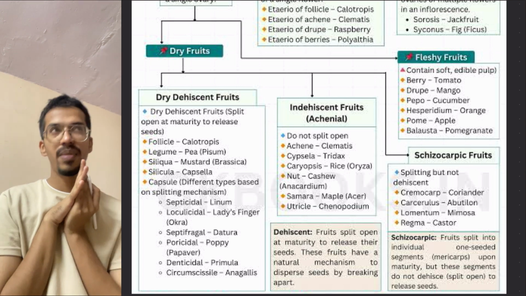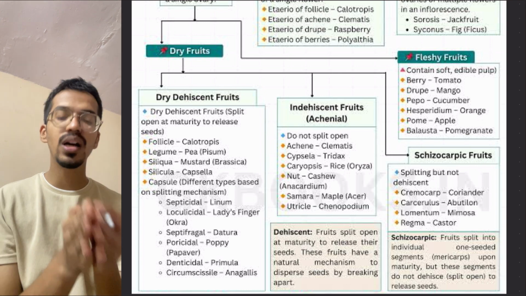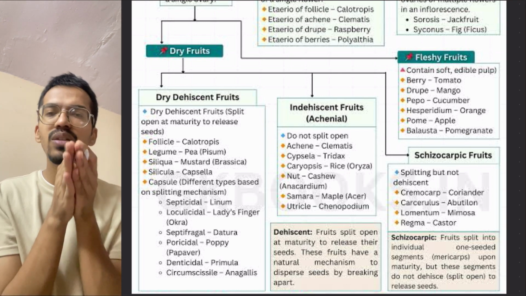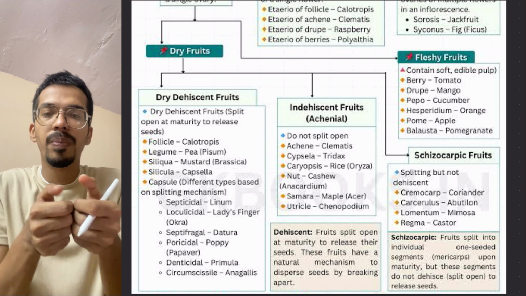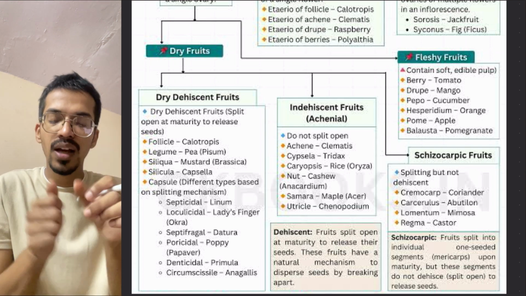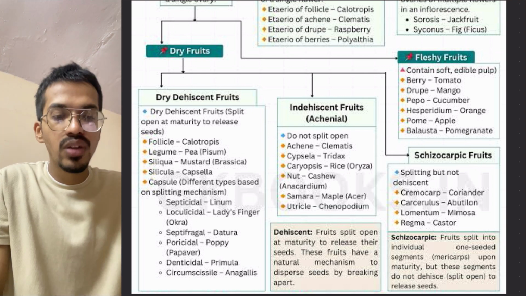Okay, a very common example: the pea. In pea what happened, beta? Just remember one example, the rest are similar. You know that the pea pod you can open. You open the pea and get the pea seeds out from it, which you eat, right? So it can open up, it can dehisce.